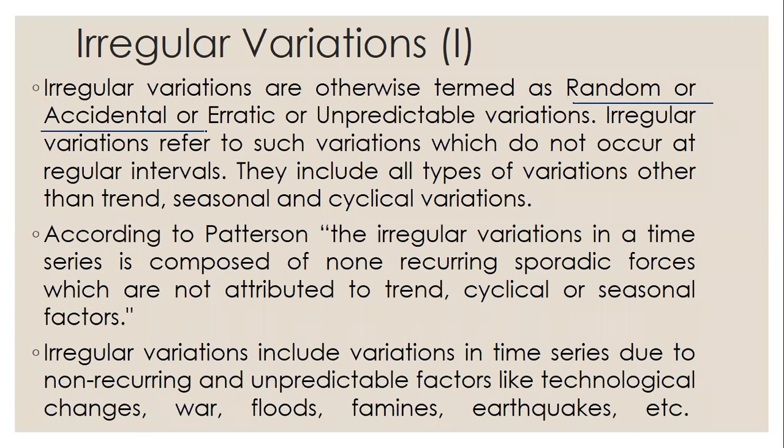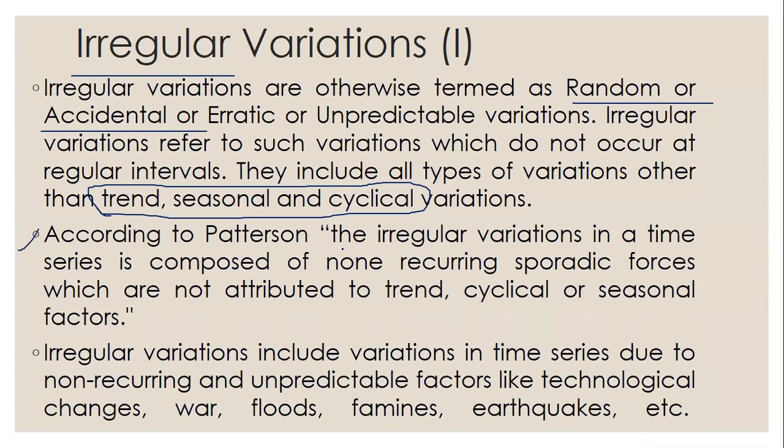Now slowly you can see everywhere there is a mask shop. Every person who has a shop will also have masks, who will be selling masks, right? So that is random or accidental variations. They include all types of variations other than trend, seasonal and cyclical. If they don't belong to trend, seasonal and cyclical, then they belong to irregular. So any other variety of variations you find which is not in the three will come under irregular variation.